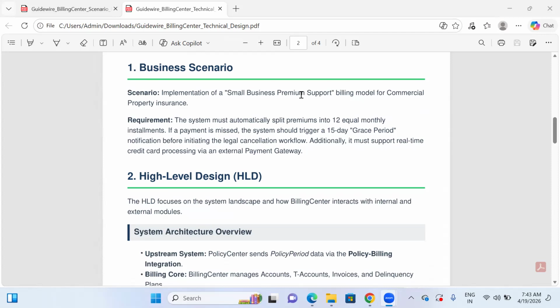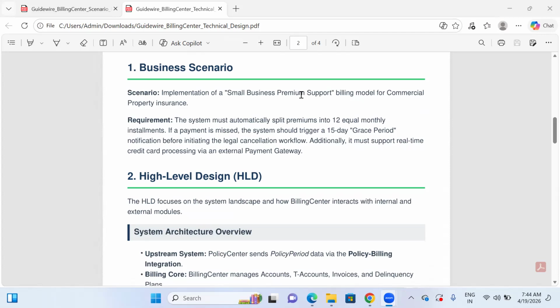Because whenever a customer is paying for any insurance policy, there can be different types. Sometimes 3 months down payment will be paid and the remaining will be paid as installments. In some conditions, they pay 6 months down payment, and the remaining will be paid as installments. In this particular requirement scenario, whatever installment payment the customer makes, they want to do it in 12 equal monthly installments.